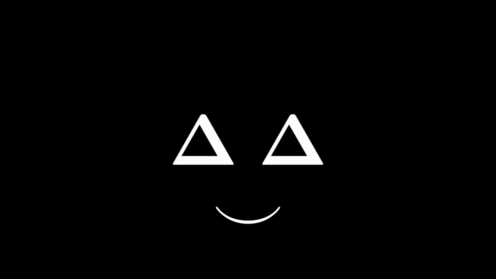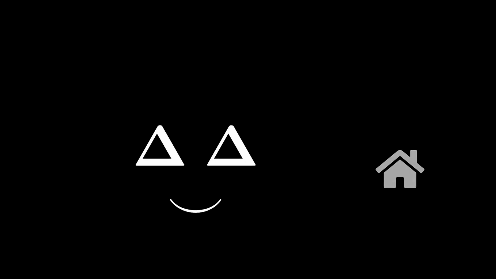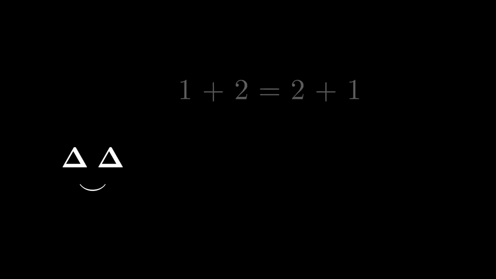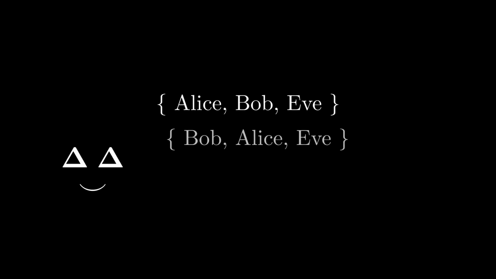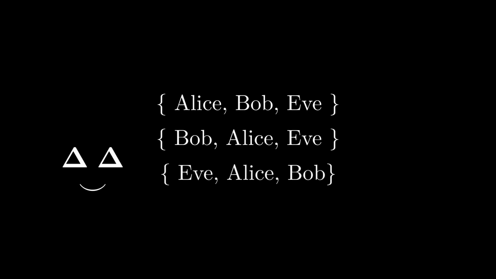We discussed how, in discrete math, numbers have properties. Well, sets also have properties, and many of which are similar to what you already know. In your arithmetic class, you know that when adding or multiplying numbers, order doesn't matter. Sets follow this same pattern. A set of students, like Alice, Bob, and Eve, is the same as Bob, Alice, and Eve, which is the same as Eve, Alice, and Bob.